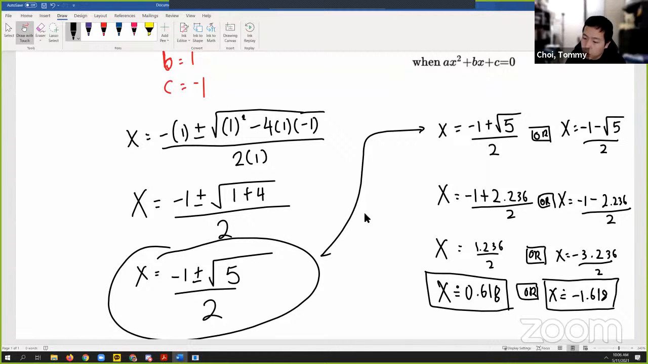Okay? So the quadratic formula is like your last resort. If it doesn't factor and you can't graph it nicely, the quadratic formula would be the one you use. Okay? So I'm going to give you one more question to try using with the quadratic formula.